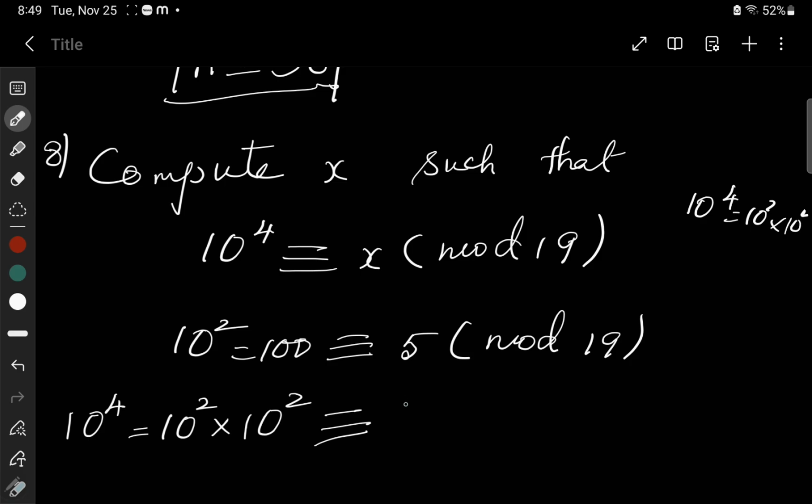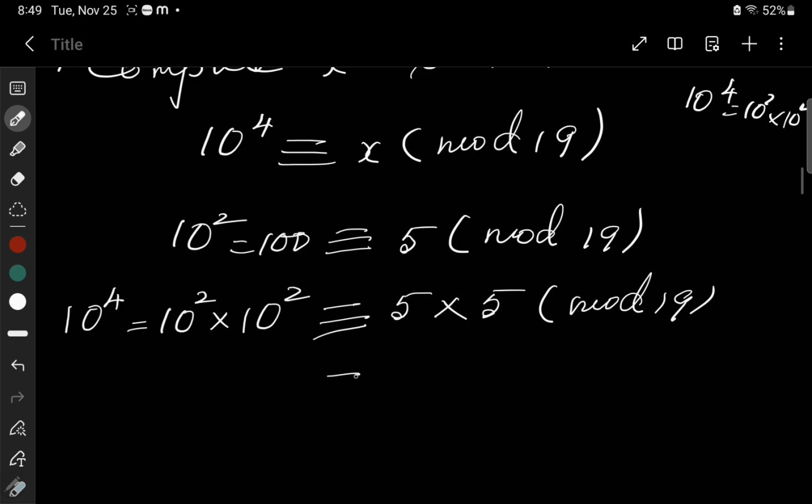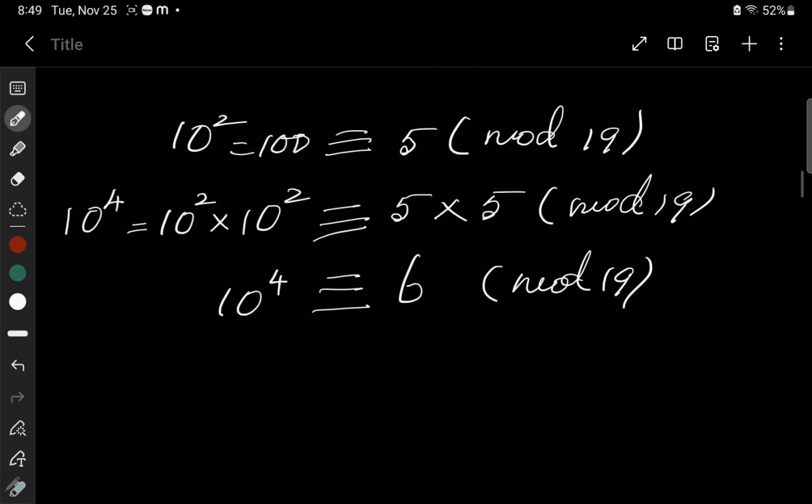So one 10 squared is congruent to 5. Again one more 10 squared is congruent to 5 mod 19. So what is 5 into 5? 25. If you divide by 19, you will get the remainder as 6. So 10 power 4 is congruent to 6 mod 19. So x is equal to 6.